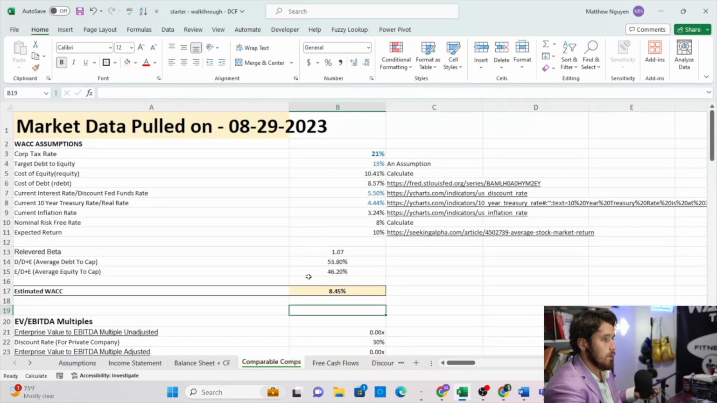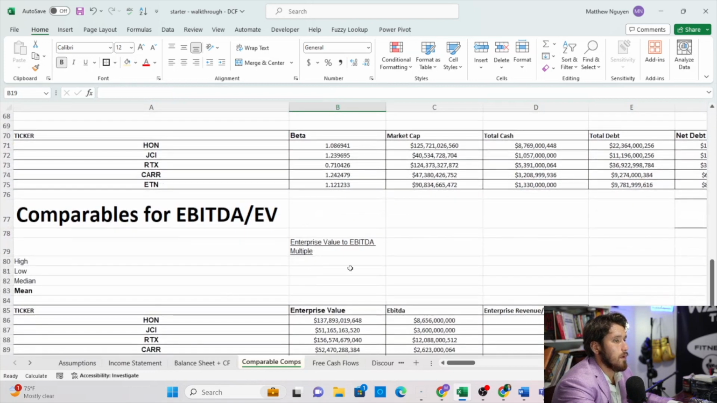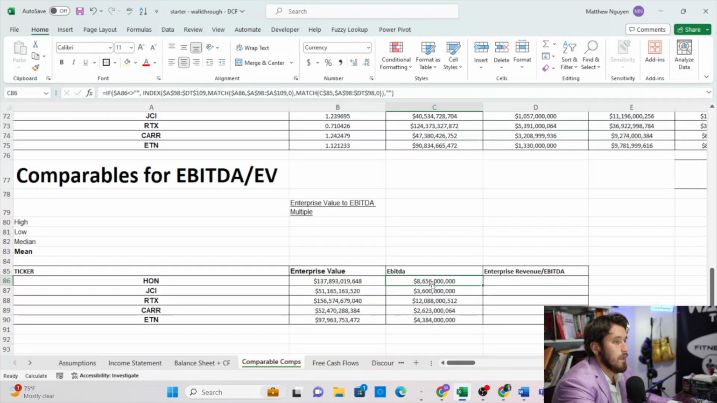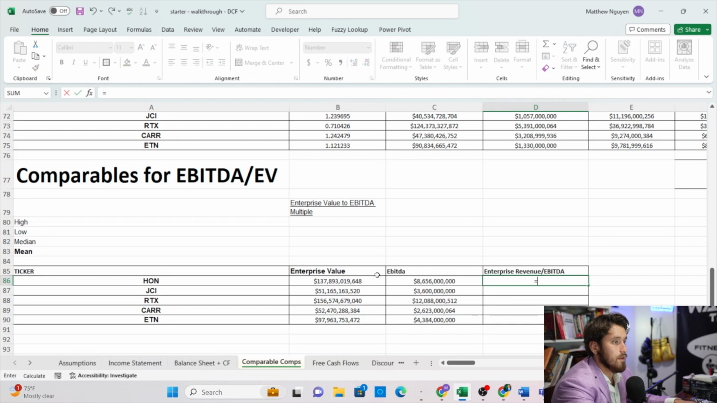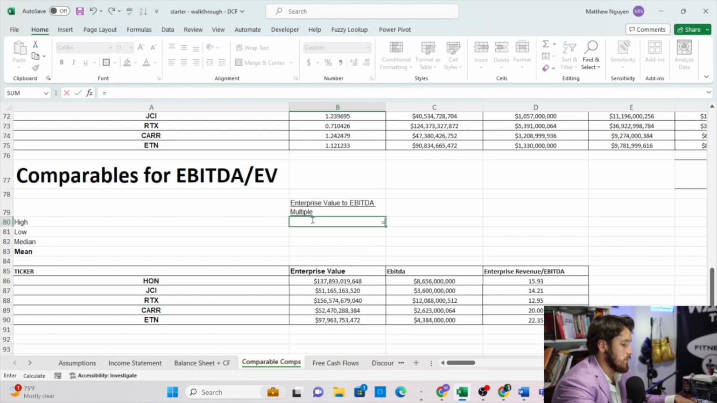Okay. EBITDA multiple. All right, let's do that. For our EBITDA multiple, we're going to go down to our comparable companies. We have our enterprise value and we have our EBITDA. So let's just divide these together. This by this. Enter. Let's pull this down. So we have all the multiples there. Let's get again the high, the low. So let's do max. Let's lock these in. And now I'm going to lock these down.